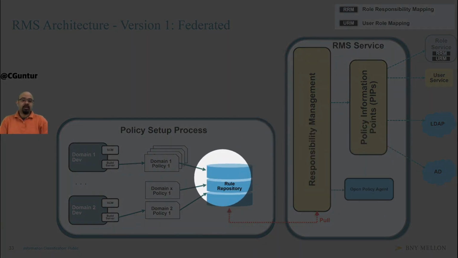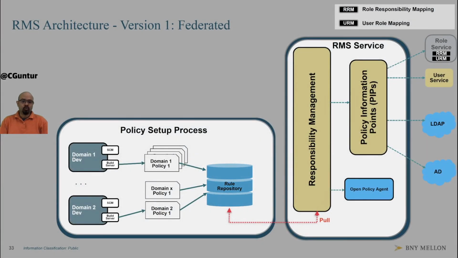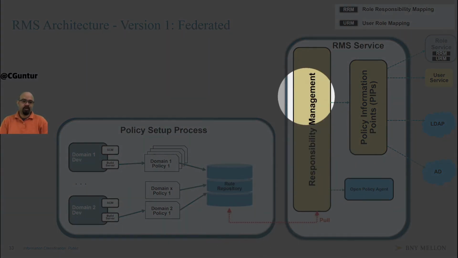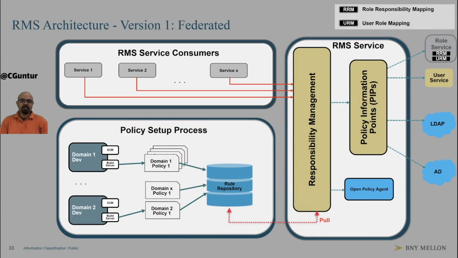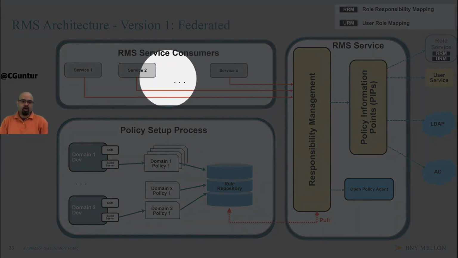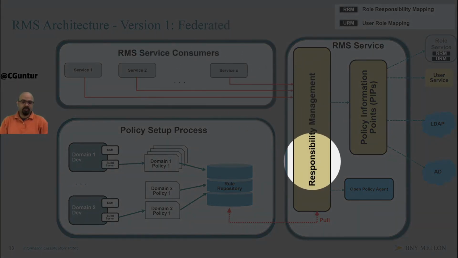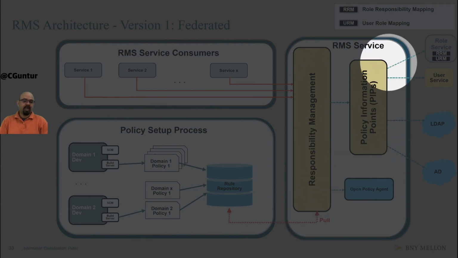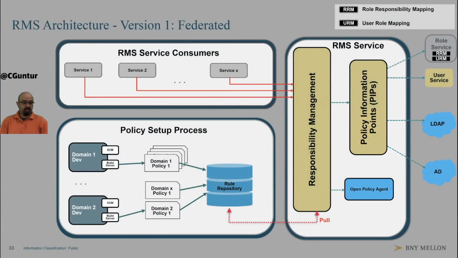There is a release train process which periodically queries and gets new rules stored in the rule repository and uses them to evaluate policies. The service consumers pass in their ad hoc inputs to responsibility management, which in combination with the rules that were recently pulled in and the integrated data that it gets, the reference data and static data that it gets from the policy information point, could evaluate these queries and return back a proper result.